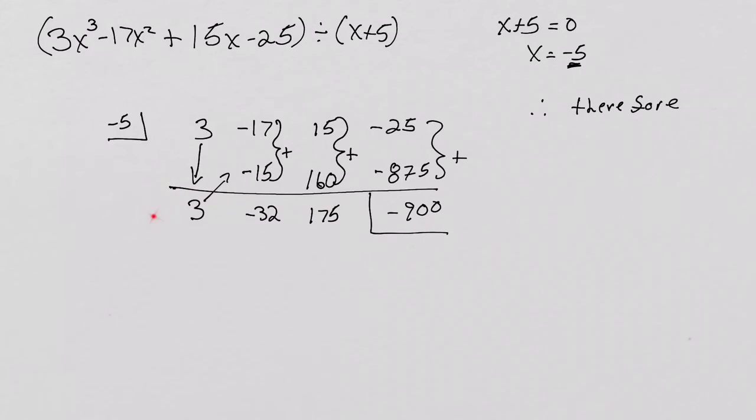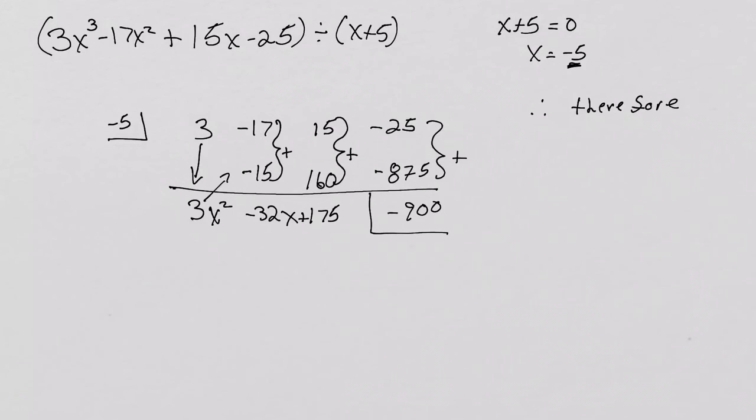All of this right here, this 3, this negative 32, and this 175, is actually the polynomial reduced by 1 degree. So originally we had a 3x cubed. If we take 1 away from 3, this becomes 3x squared. The negative 17x squared, we're going to take 1 away from that, so it's going to be minus 32x. And here, this x term, x to the first, if I take 1 away, that becomes my constant, and I'll put my plus sign there.